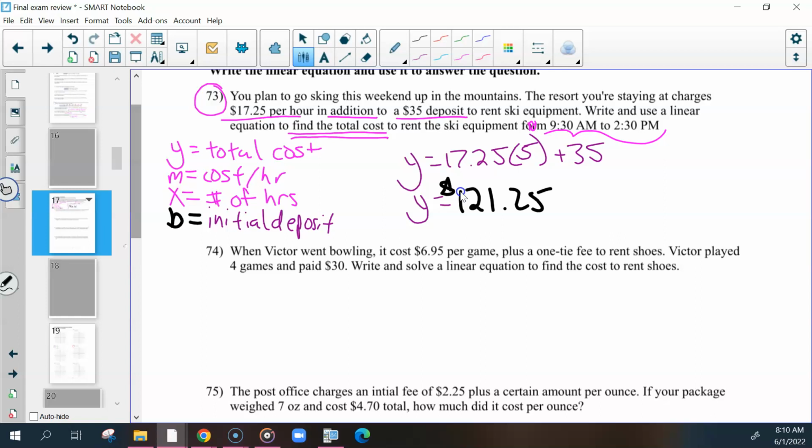Do we have any questions on 73? Or any questions on other questions that we want to see go over on this page in general? If not, we can move on to the next page.